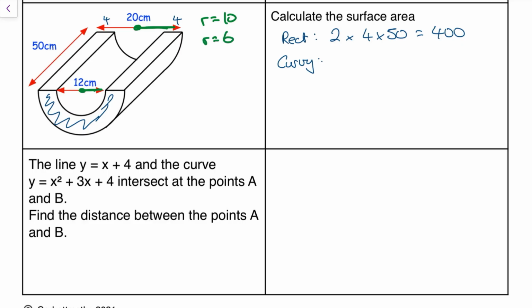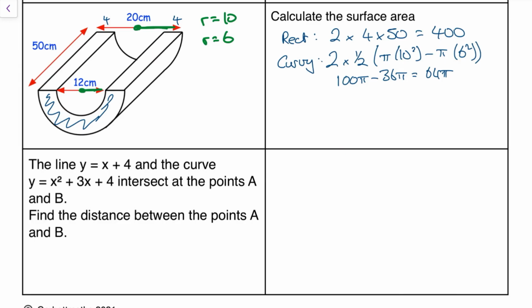There's a lot to this question, which means the curvy bits are going to be 2, because there's 2 of them, times a half, because they're semicircles, of pi times the big circle, which is 10 squared, minus pi times a little circle, which is 6 squared. Let's then tidy this up. So 2 times a half cancels out, which is going to give me 100 pi minus 36 pi. And 100 minus 36 is 64 pi. Wow, okay, we're getting somewhere, I think.